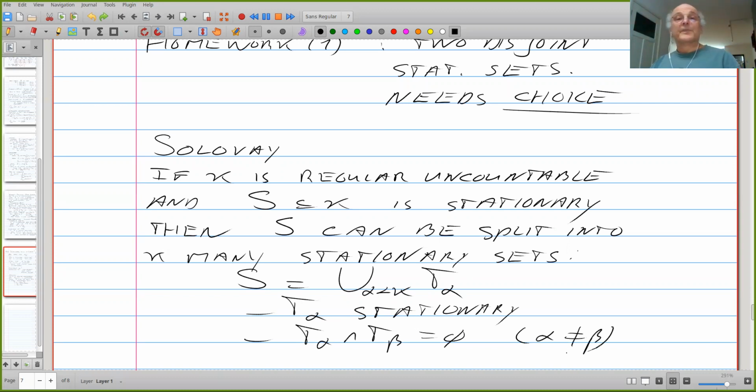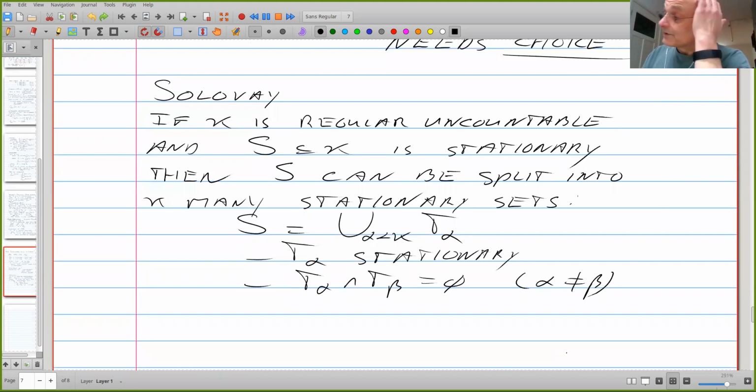Here is the theorem. Solovay proved this somewhere in the 60s, if I'm not mistaken. You can split every stationary set of every regular uncountable cardinal into kappa many stationary sets. So those two disjoint stationary sets on omega 1, that's peanuts. Even if we're looking at omega 1, we can split every stationary set into omega 1 many.